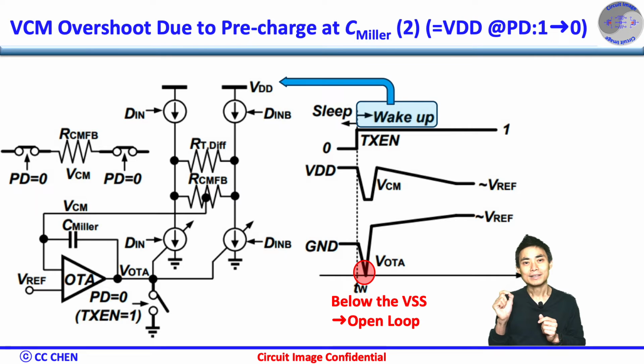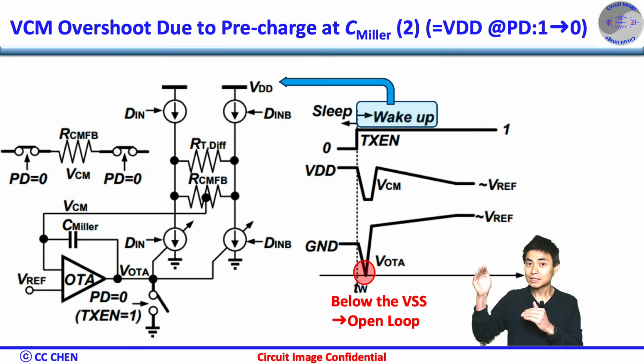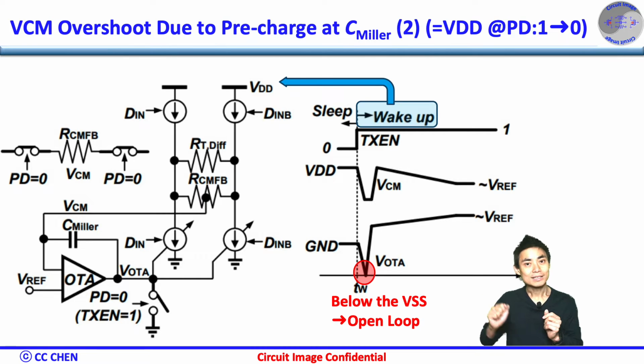But again, the voltage across the capacitors is still VDD, and then the OTA output will drop below the ground. Yes, you didn't get it wrong, and it's below the VSS. Third, the whole negative loop is broken without turning on the bottom current source NMOS, such that the PMOS charges the output common mode back to high voltage.